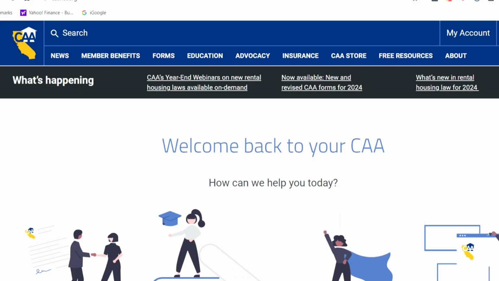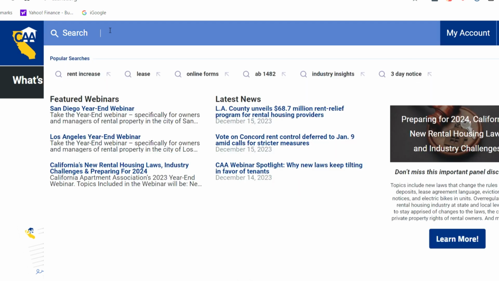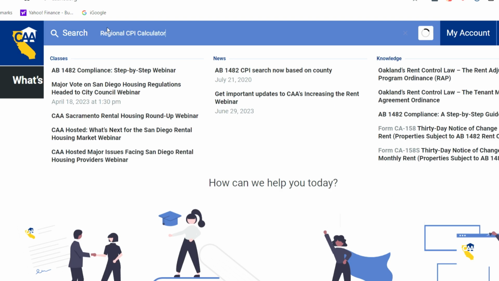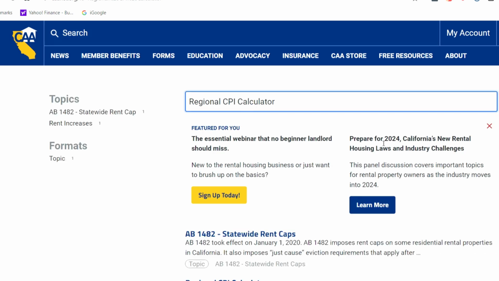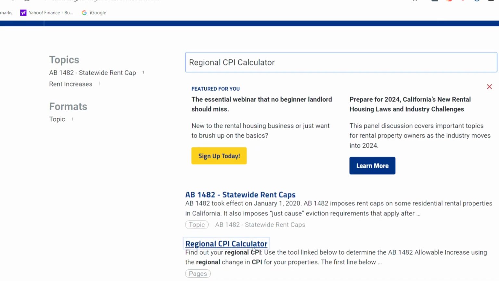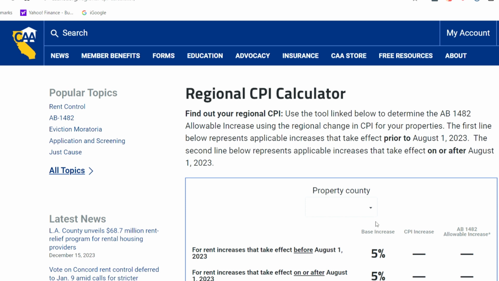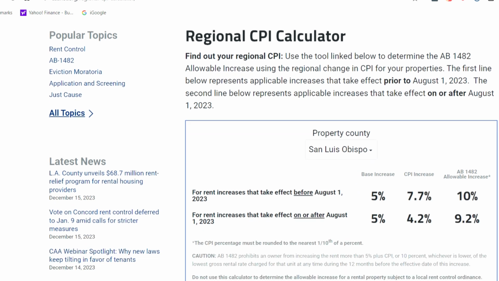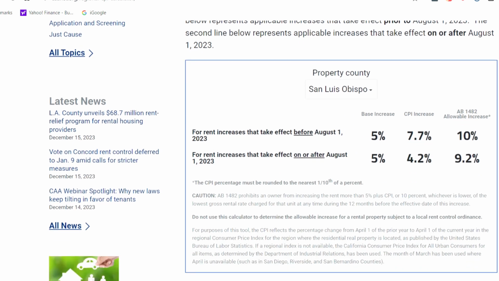component of this bill. So the California Apartment Association website here has a handy calculator, the regional CPI calculator, and I am a member here of this organization. So if you are interested, feel free to reach out to me and I can help you out with this. But you can see here the CPI increase after August 1st of 2023 here for San Luis Obispo County is 4.2%. So total 9.2% total allowable increase according to AB 1482.